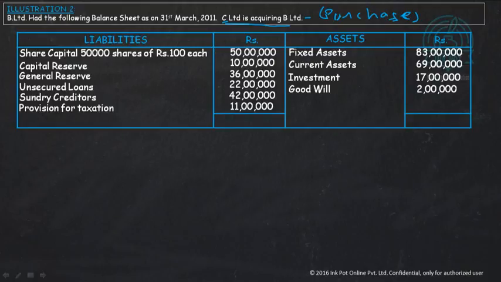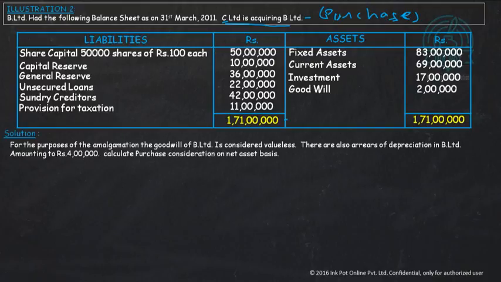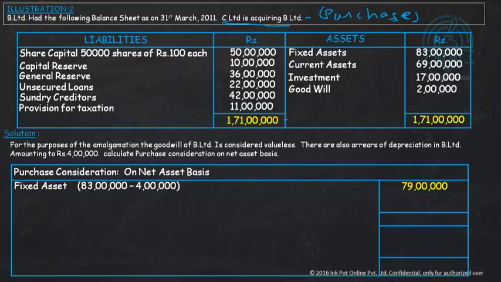Total of balance sheet is 1 crore 71 lakh. Now for the purpose of amalgamation, if nothing is being mentioned, if you want to calculate the purchase consideration, payment method is not being given to you, तो हमारे पास मजबूरी में हमें नेट असेट्स मेथड फॉलो करना पड़ेगा. There is also an area of depreciation in B Limited, rupees 4 lakh. Now how will we calculate fixed assets? It is 83 lakh, and 4 lakh depreciation is subtracted from that, you will get the amount as 79 lakh.